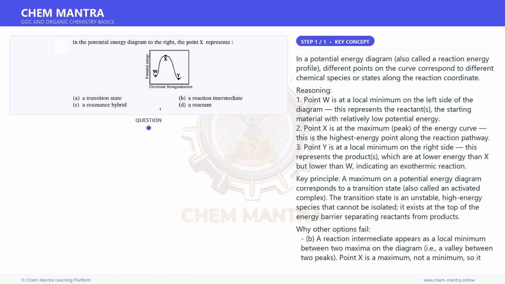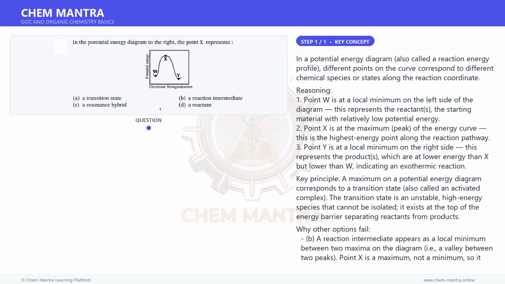Key principle: a maximum on a potential energy diagram corresponds to a transition state, also called an activated complex. The transition state is an unstable, high-energy species that cannot be isolated. It exists at the top of the energy barrier separating reactants from products.